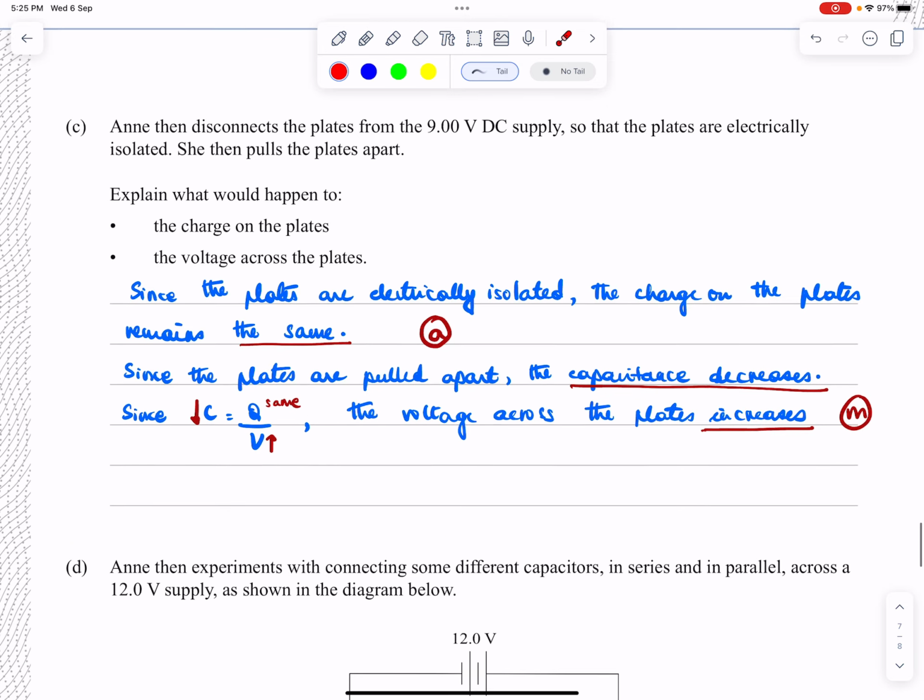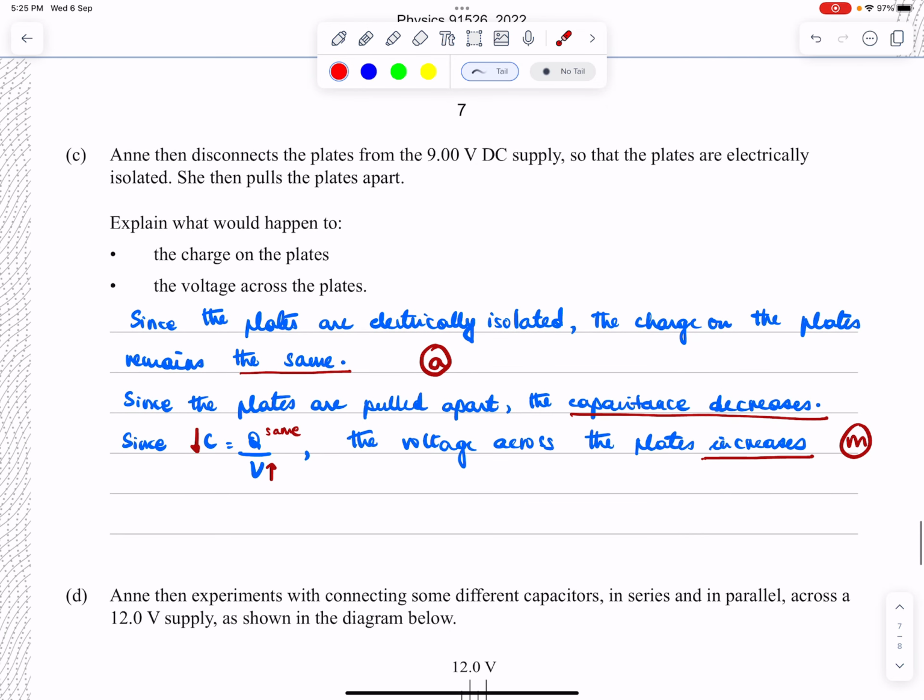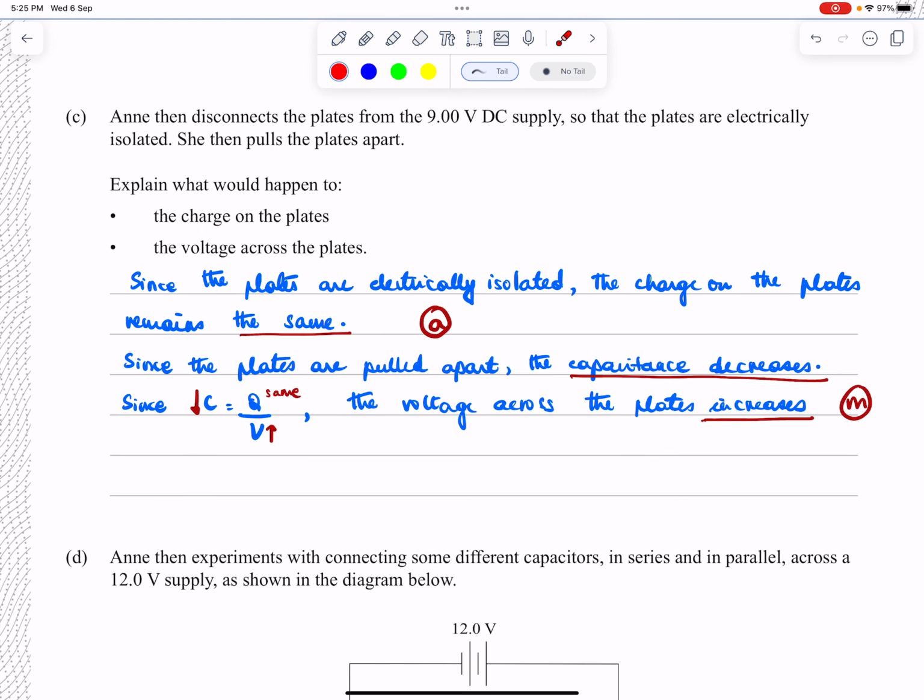Moving on, Annie then disconnects the plates from the 9-volt DC supply so that the plates are electrically isolated, and she pulls the plates apart. What would happen to the charge and the voltage across the plates? Now, because it's electrically isolated, the charge is not going to go anywhere. Isolated means it's not connected to anything. So the charge on the plates will remain the same.